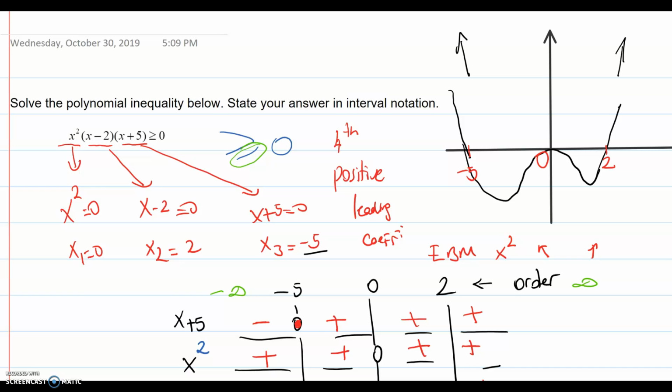On that graph, what do we want? We want the graph to be greater than or equal to 0. So this is the solution then. This portion and this portion is the solution, because we're looking for the function values which are greater than 0, which is above the x-axis. And are we going to include -5, 0, and 2? Yes. However, not 0, because 0 is not in the solution intervals. So don't worry about the 0 there.